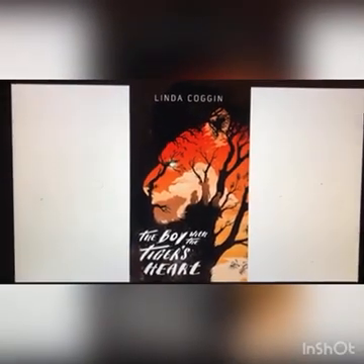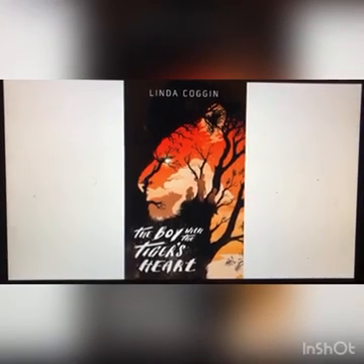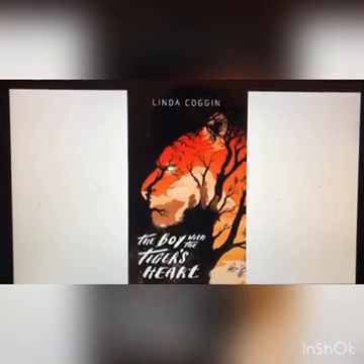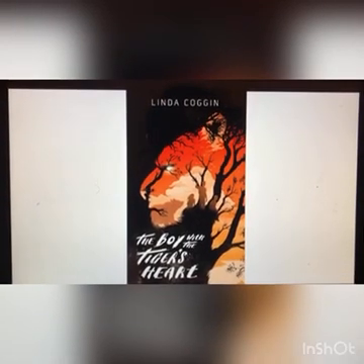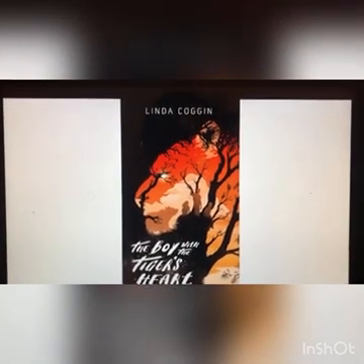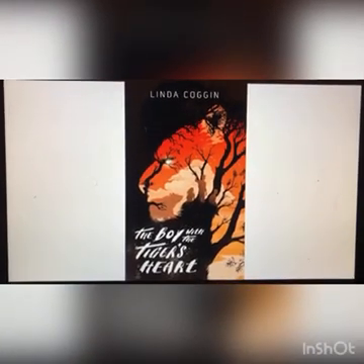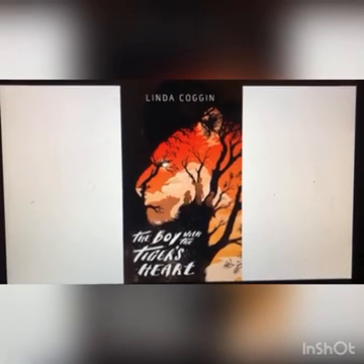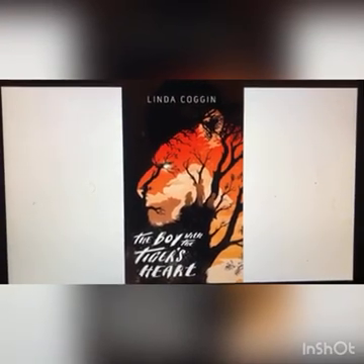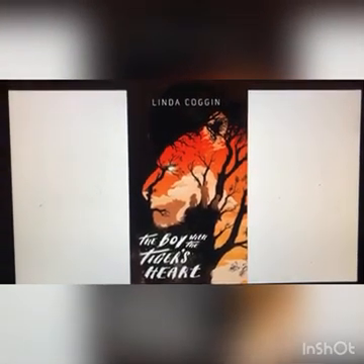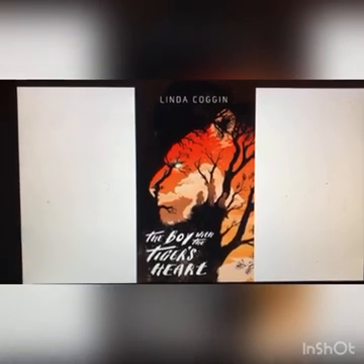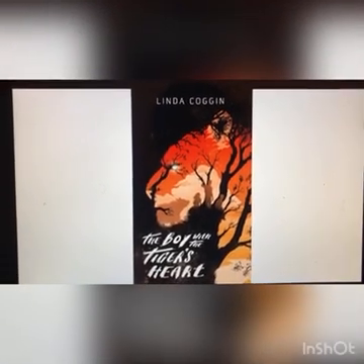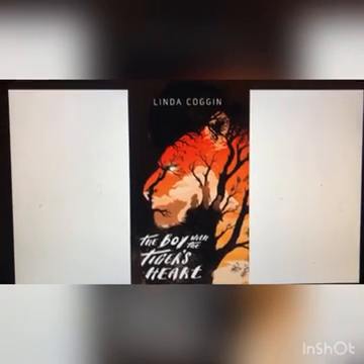This book is called The Boy with the Tiger's Heart. This is digital art, and this was probably also created with graphic design. But even as a digital artist, you can create drawings and then add color using the computer. So let's talk about what's going on in this book cover. The title is The Boy with the Tiger's Heart.